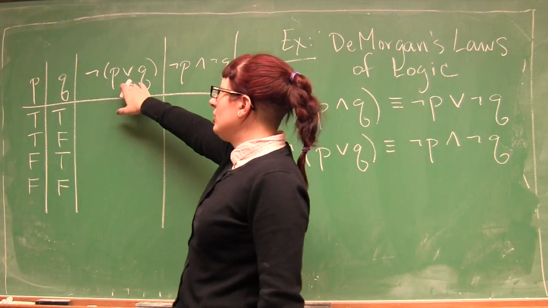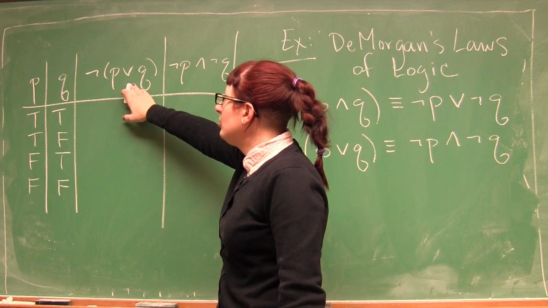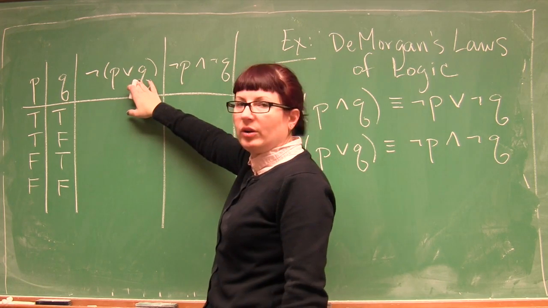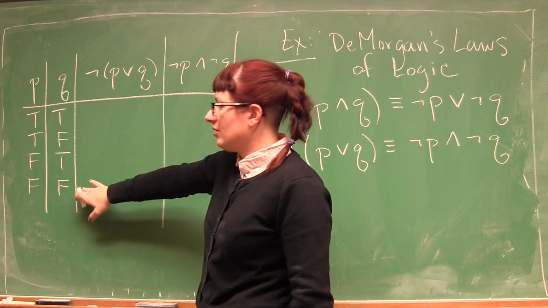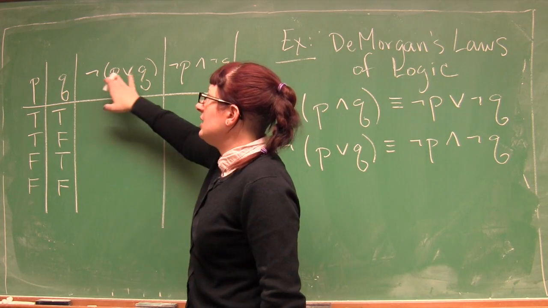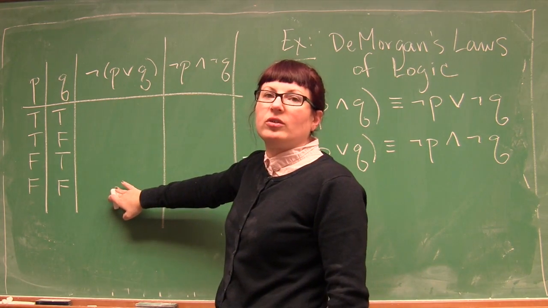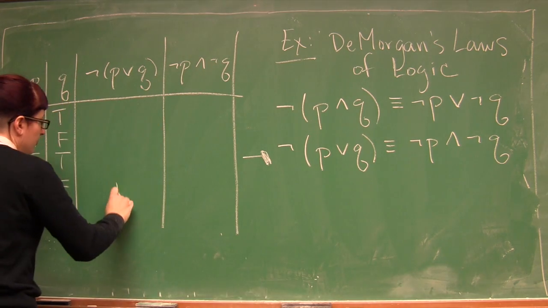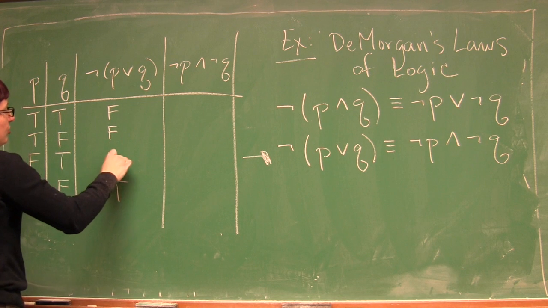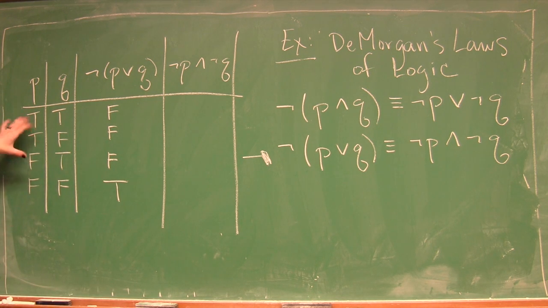P or Q is going to be true whenever either P or Q is true. So the only situation where it's going to be false is down here in the last row. Since we're taking the negation, that's the only situation where this will be true. The rest will all be false, because in all three of these situations, P or Q is true, so not (P or Q) is false.